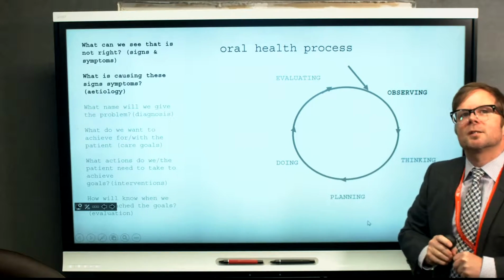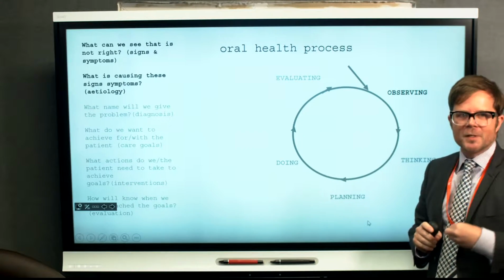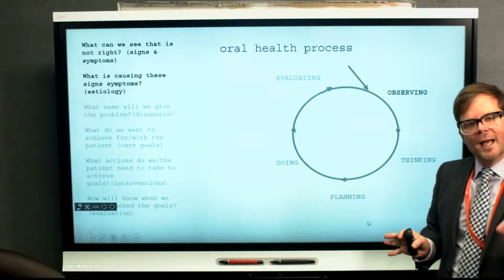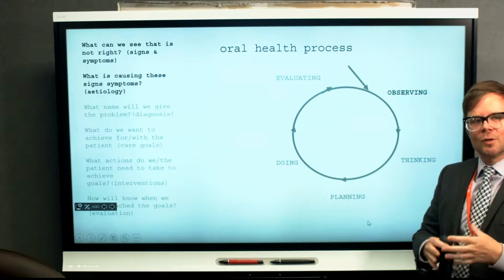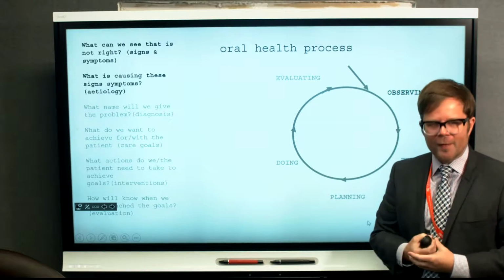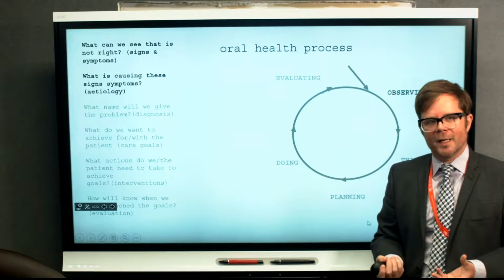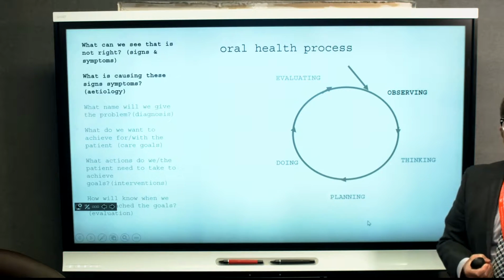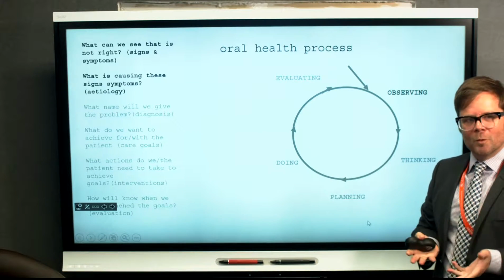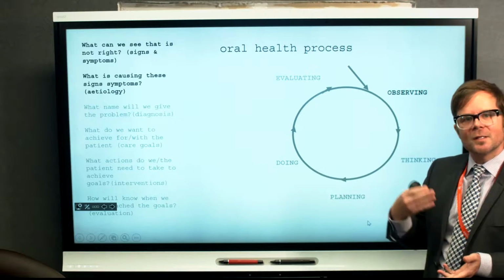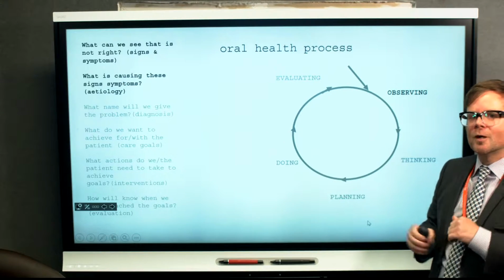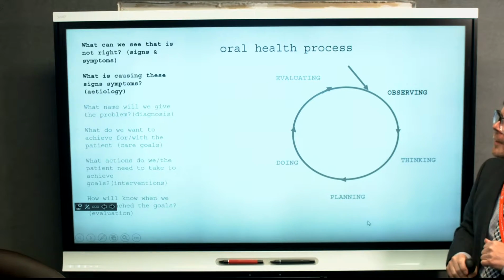So the questions we ask at this point are, what can we see, which is what we've just done, what can we see that is not quite right, that is a deviation from normal? And this is not just looking into their mouth, but it's also what can we see in the way they behave, or see in material that they present to us, their diet, for example, or their medications, that tell us that something's not quite right. And this is what we would call, in more formal terms, signs and symptoms. So this is the first thing we're doing. What can we see that is not quite right here? And making a careful note of these observations.